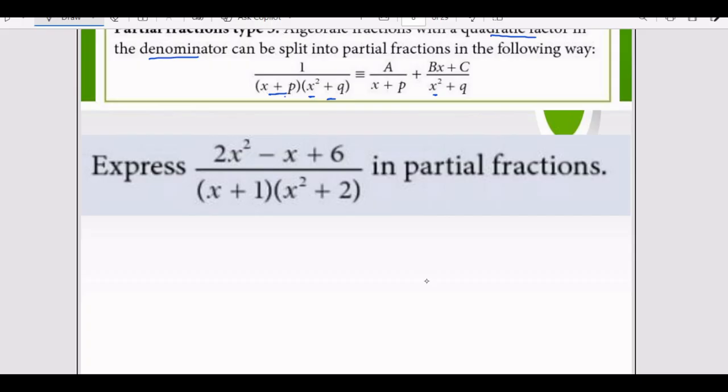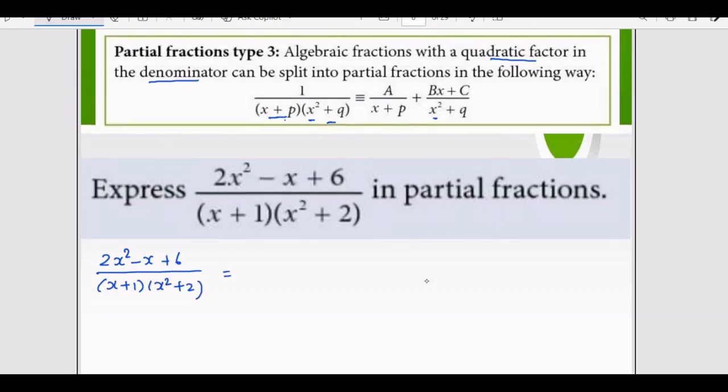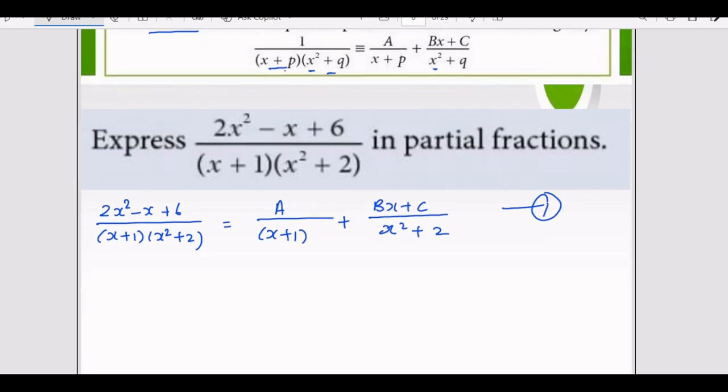So now we will use this method to solve this: (2x² − x + 6) over (x + 1)(x² + 2). So by using this type 3 partial fractions, a over the first factor x + 1, plus (bx + c) over the quadratic factor that you have, which is x² + 2, right? So we got this one. This is the first equation where we will put the values of a, b and c. Now multiply the denominators on the other side.